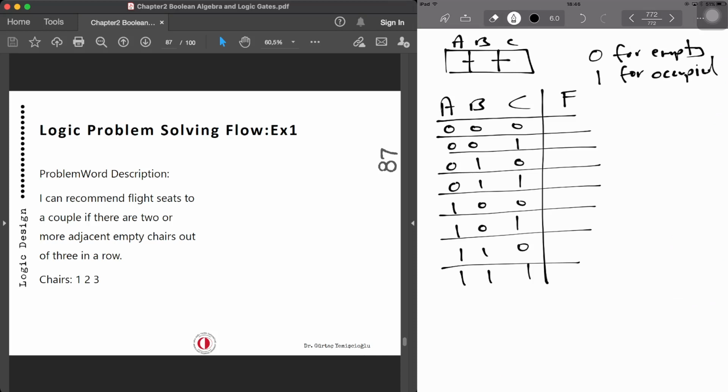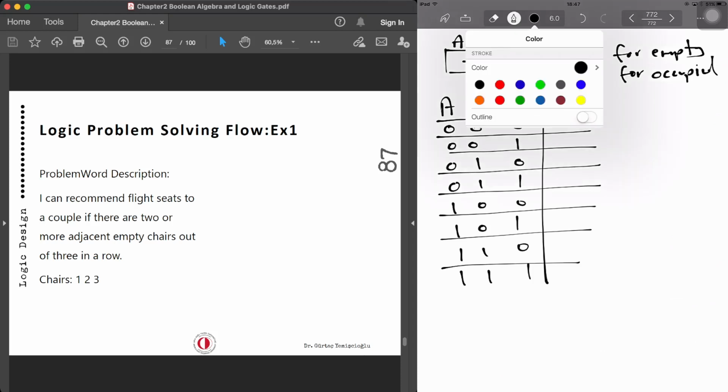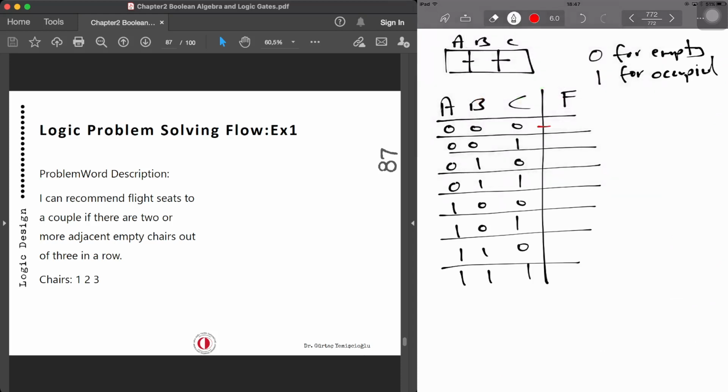Okay. In this case, let's start with the first one. Three empty seats, either A, B, or B, C, we can arrange it or fill it with our couple. So we can say this is one. A and B are empty, that means that's also one.